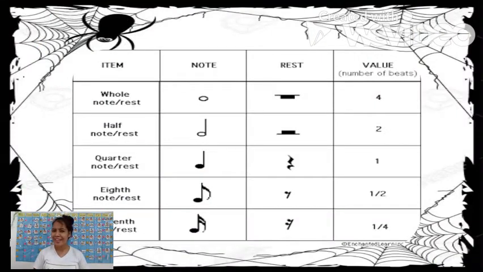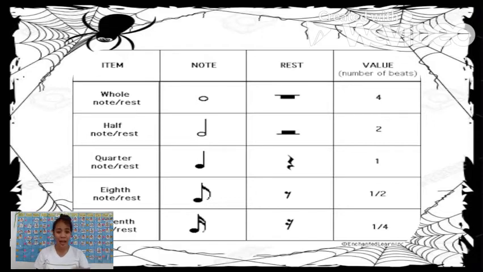Can you still remember? We discussed the musical notes and the musical rests. We discussed this last time, the examples of notes and rests. We have whole note, whole rest, half note, half rest, and so on and so forth. How many beats for whole notes and whole rests? The same, they have four. But the only difference is, for a note there is sound, but for a rest there is no sound.